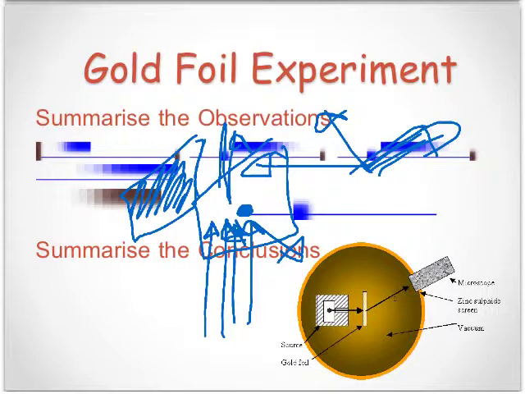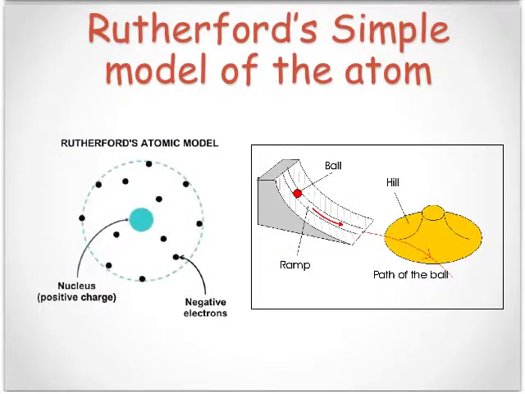So his observations were that pretty much all of them went straight through, and only a few deflected. From those conclusions you can find that the atom was essentially made up of mostly empty space with a really high density, small core, the nucleus. And there's another diagram of it. It's another way of looking at rolling a ball down this hill: depending on where you fire the ball, it's either going to hardly veer off at all or it will veer off quite a bit.